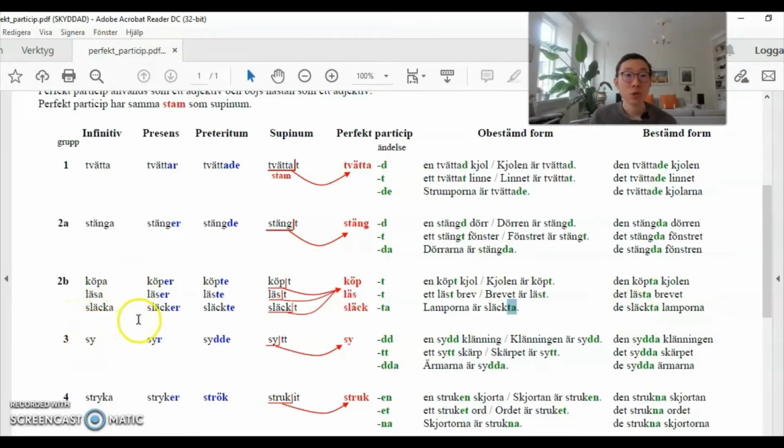Grupp 3, sy, syr, sydde, sytt till exempel. Och vi har ändelse, we have endings, d, t och da. Till exempel en sydd klänning, a sewed dress, a sewed gown, for example. Klänningen är sydd. Ett sytt skärp. Skärpet är sytt. So a sewed belt. The belt is sewed. Ärmarna är sydda. The sleeves are sewed. Och bestämd form, den sydda klänningen. Till exempel det sydda skärpet och de sydda ärmarna.